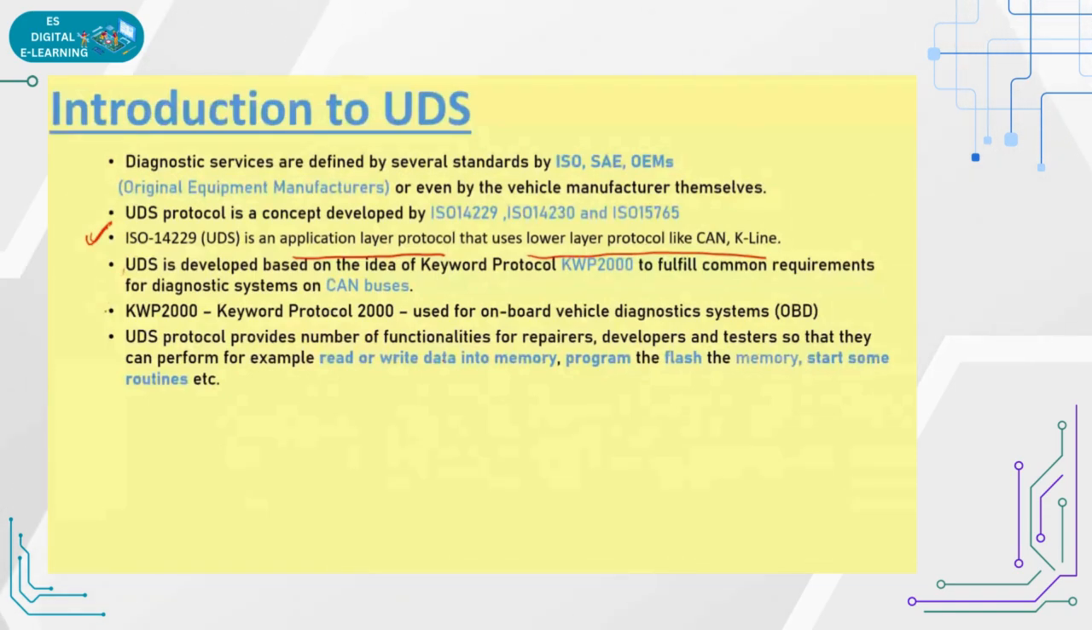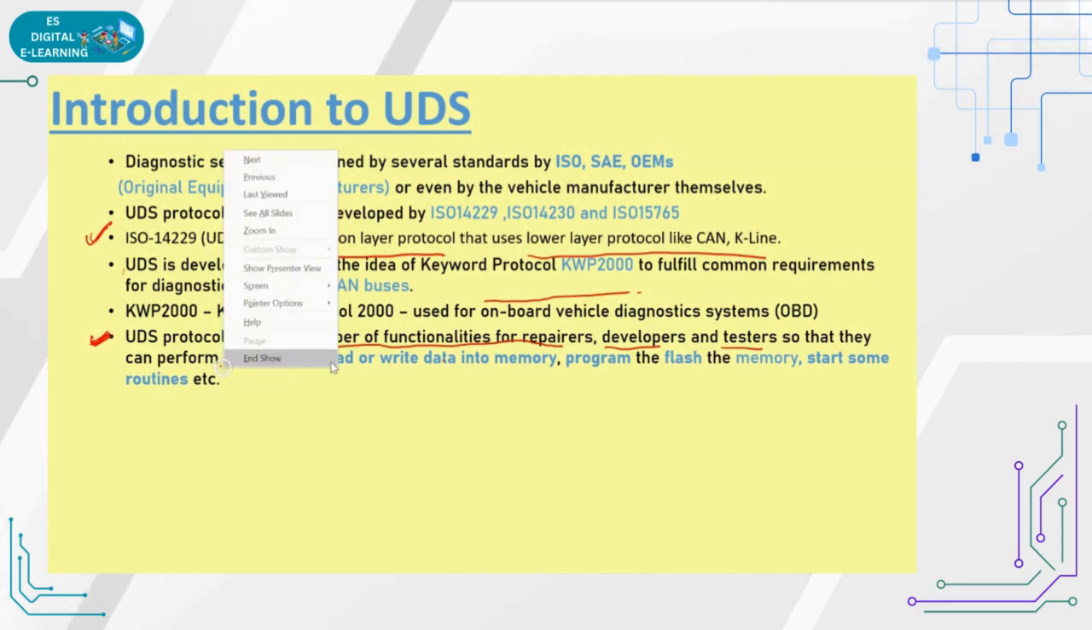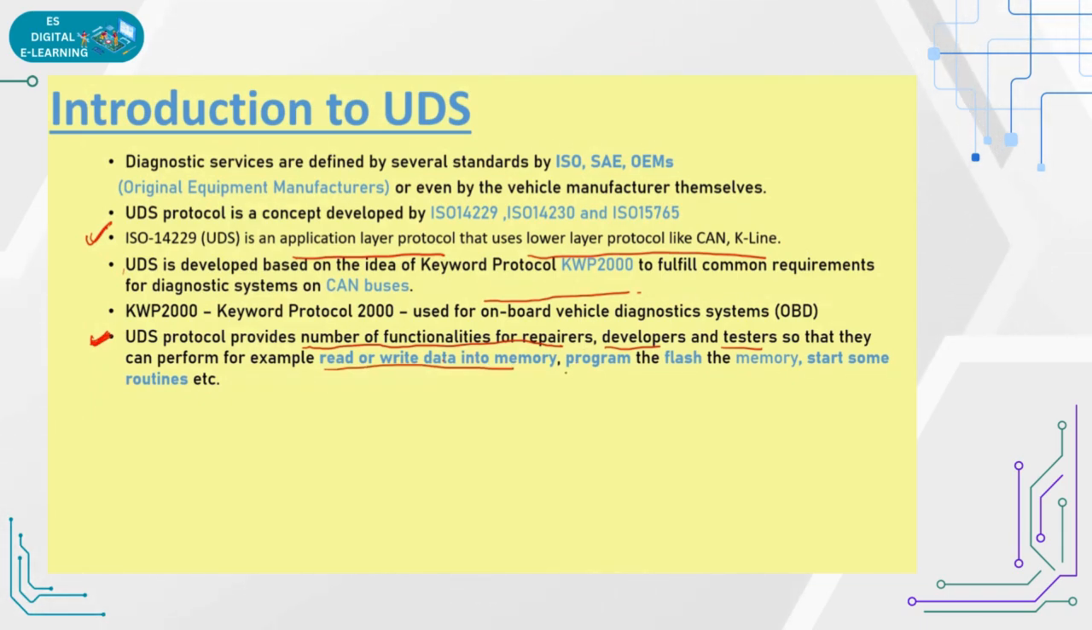Okay, so this KWP 2000 is the KW protocol. As I told you, it is used for the vehicle diagnostics that we are doing, and the CAN protocol is specifically for communication purposes. And next is the UDS protocol. You can write down the important point: UDS protocol provides a number of functionalities for repairers, developers, and testers so that they can perform reading and writing data into the memory, programming and flashing data into the memory, and some start routines.